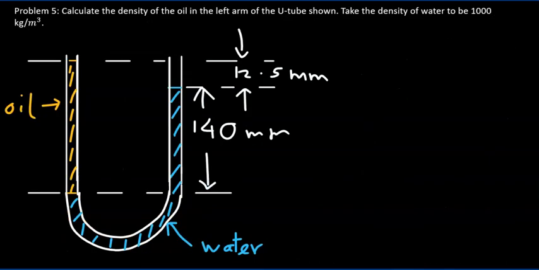Problem 5. Calculate the density of the oil in the left arm of the U-tube shown. Take the density of water to be 1000 kg per cubic meter. Let's take the density of oil that we want to calculate as rho naught. Now we want to compare the pressure. We want to write an expression for the pressure on both columns at this level. And they must be the same.